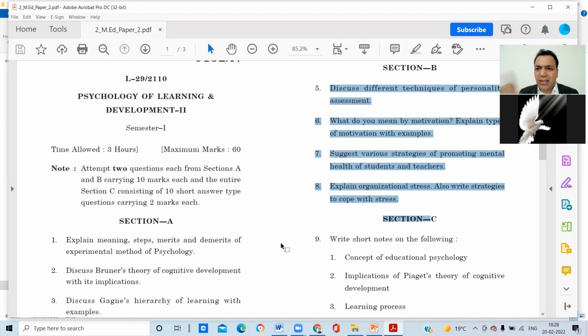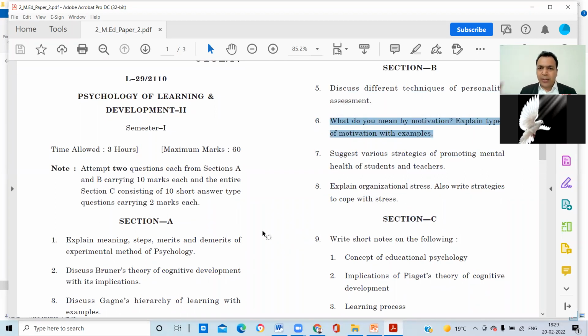When you talk about different techniques of a personality assessment, know that there are 3 techniques: subjective, projective, and objective technique, right? And when we have to talk about, for example, you opt, what do you mean by motivation? Explain types of motivation with example. So here you have to see how much you have to elaborate about the motivation and how much about the types of motivation with example. For example, you have to write this question, and the answer you have to write in 4 pages, right?